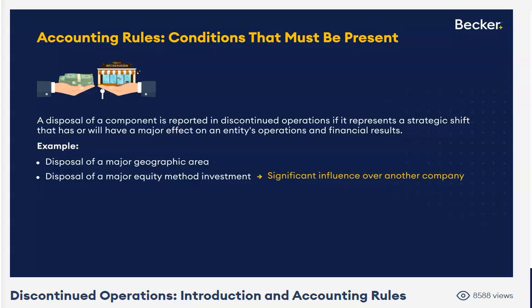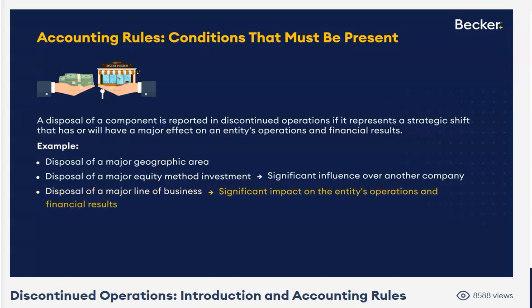Or the easiest to identify, we're selling off a major product line, a line of our business we're getting rid of. That would be that strategic shift that has a major effect on the entity's operations and financial results. When we get rid of this, it is going to change our total revenues and expenses or whatever it may be. So that would be your cue on the exam. You got to think about the discontinued operation rules.